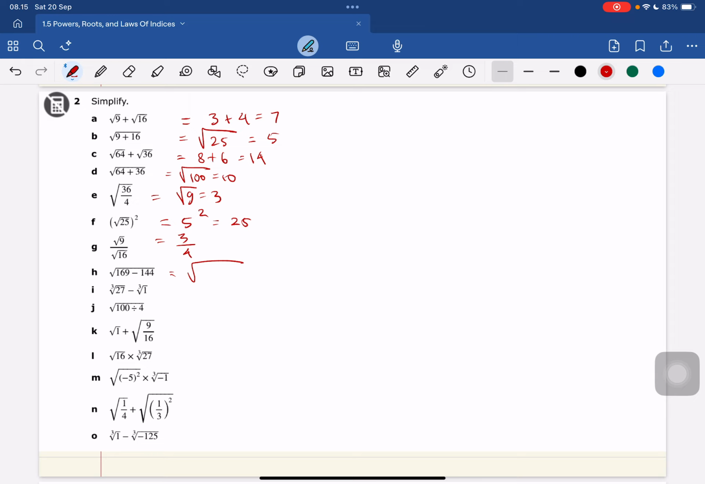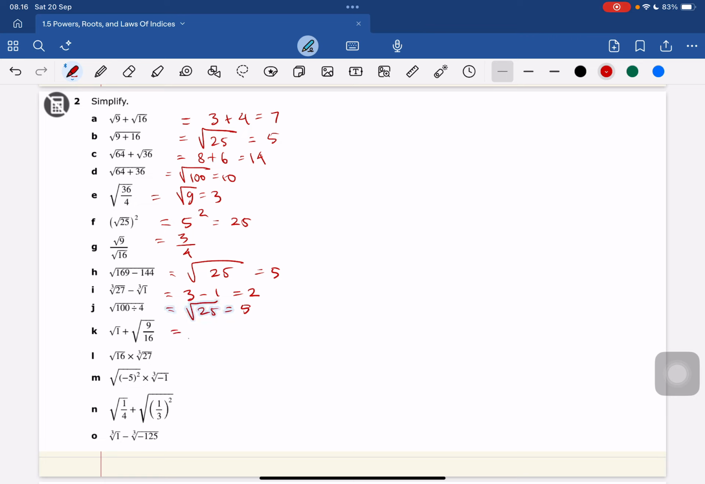169 minus 144. It's gonna be 25, or 5. Next, cube root of 27 is 3 minus cube root of 1 is 1. So the answer is gonna be 2. Inside the bracket, this is an invisible bracket. So it's gonna be 100 divided by 4 is 25. So the answer is square root of 25 is 5.